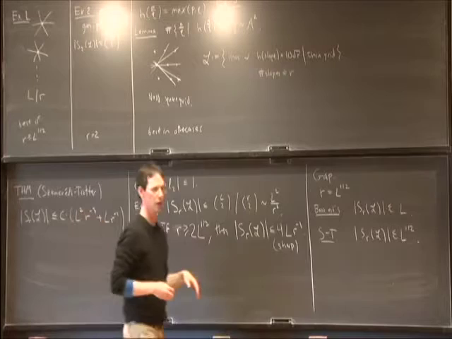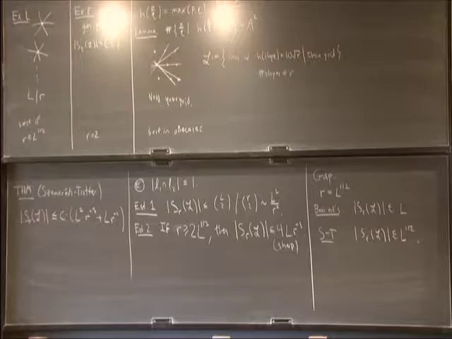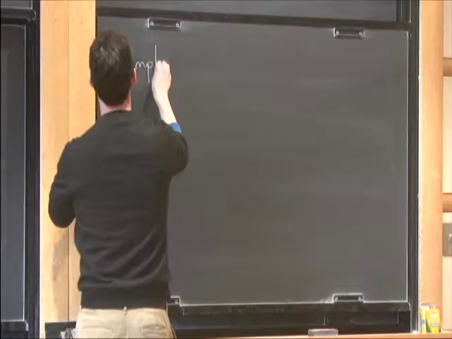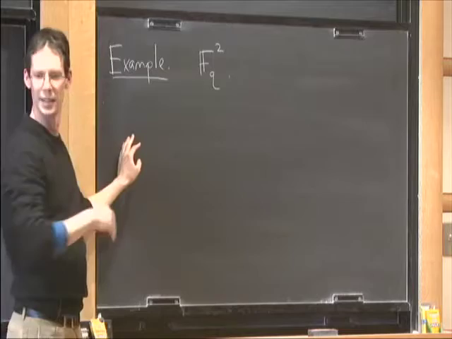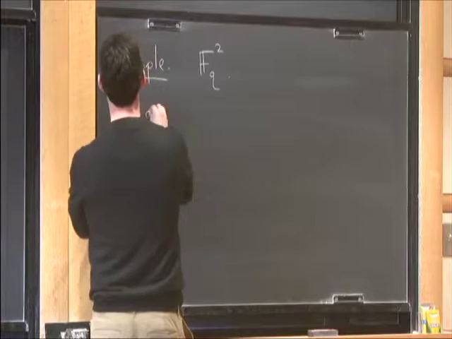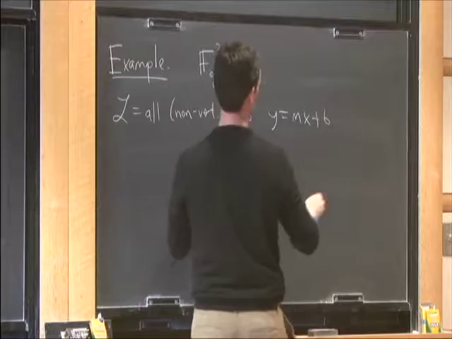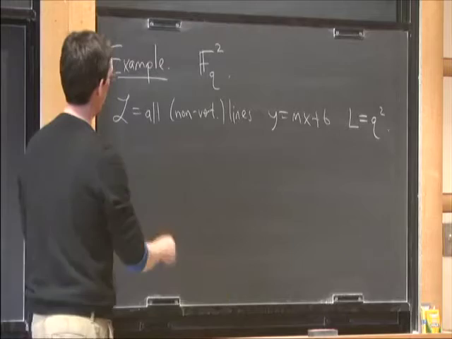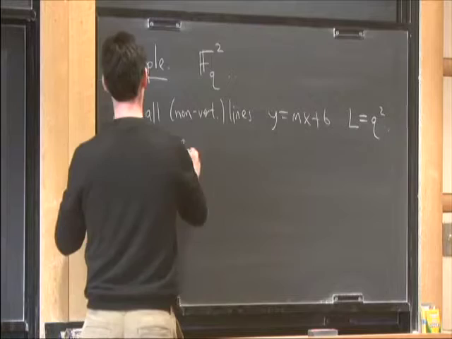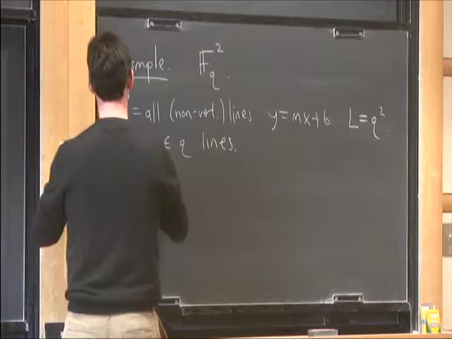And the example is lines in the finite fields. So we'll work in the finite field F_q squared. And there's a wonderful finite set of lines in F_q squared, which is all of them. So L will be all. It's a bit easier to count if I say non-vertical. This is not important. Lines. So they're given by y equals mx plus b, where m and b, I have q choices. So the number of lines is q squared. And now each point of F_q squared lies in q different lines. Therefore, I have S_q of L is q squared.